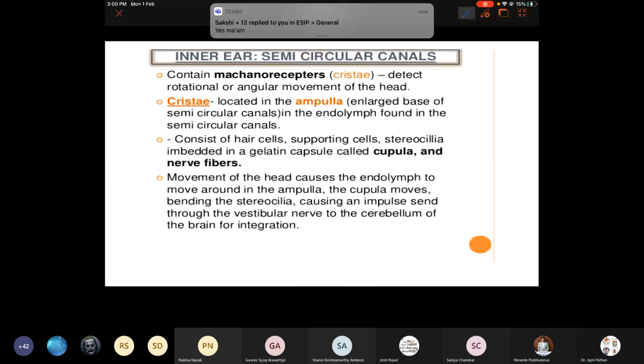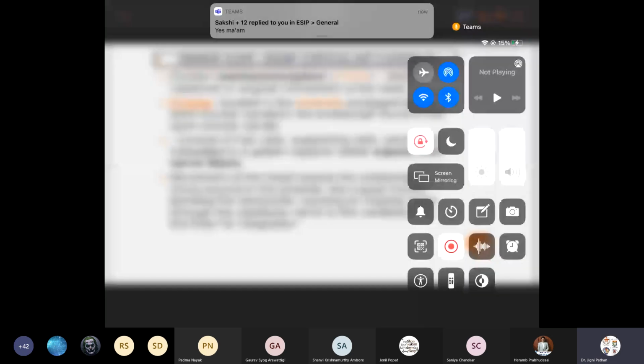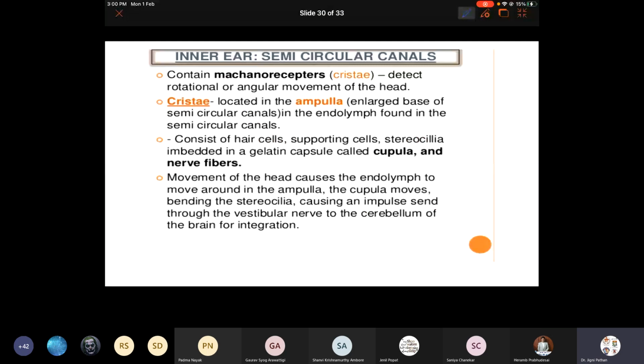Inner ear. Now we are talking about the semicircular canal, which is basically about balancing. So the sensory organ for hearing is the organ of Corti. Is it clear? That is in the cochlea. Point is clear.